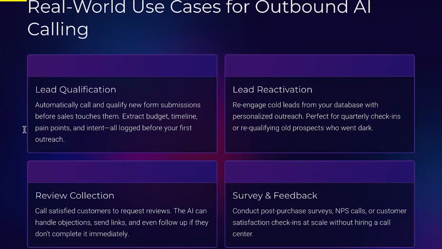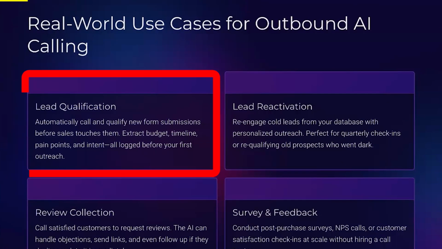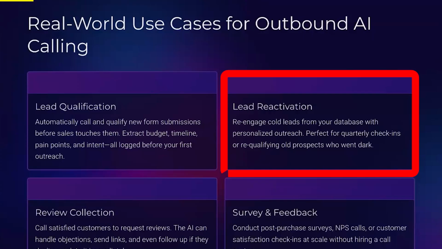So here are some real-world use cases for outbound AI calling. Lead qualification, right? So you can automatically call and qualify new form submissions before sales even touches them. You can extract the budget and timeline, pain points and intent, all logged before you first do the outreach. You can do a lead reactivation campaign, so you can re-engage cold leads from your database with personalized outreach, perfect for quarterly check-ins or requalifying old prospects who went dark.